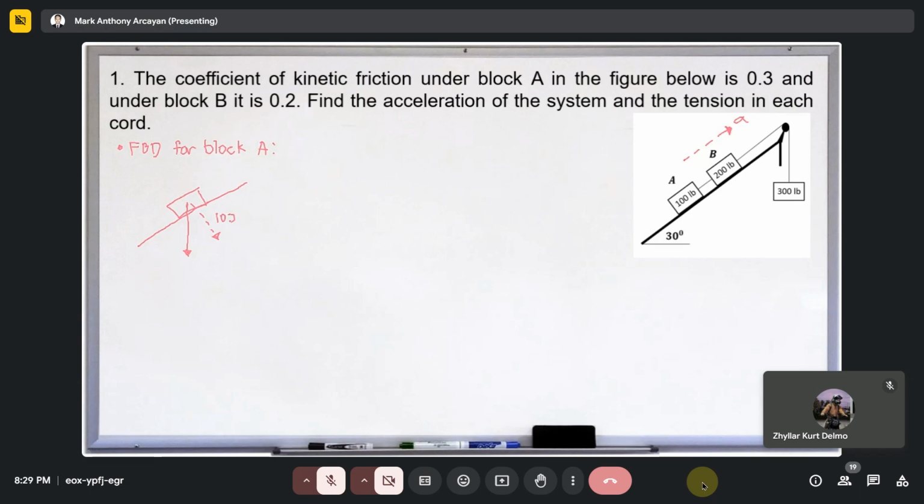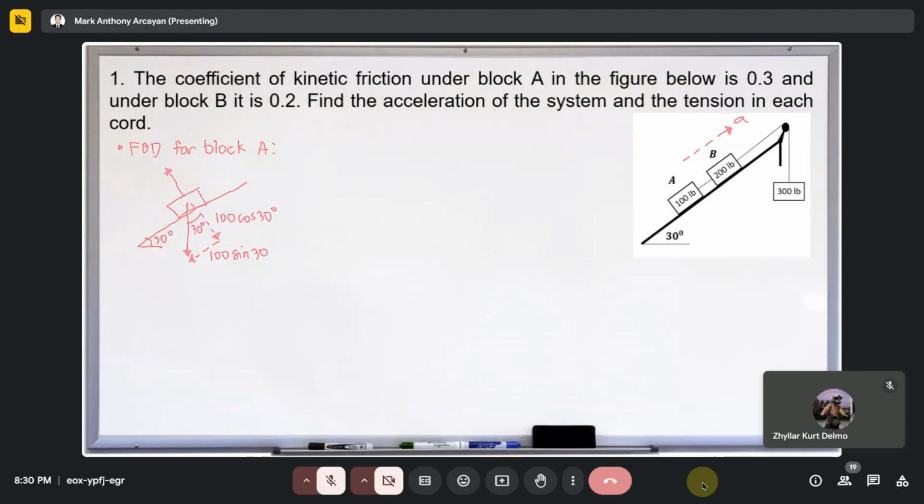Here we have the 100. If this is 30 degrees, this one is also 30 degrees. So here we have 100 cosine 30, and then the parallel component of the weight is 100 sine 30.